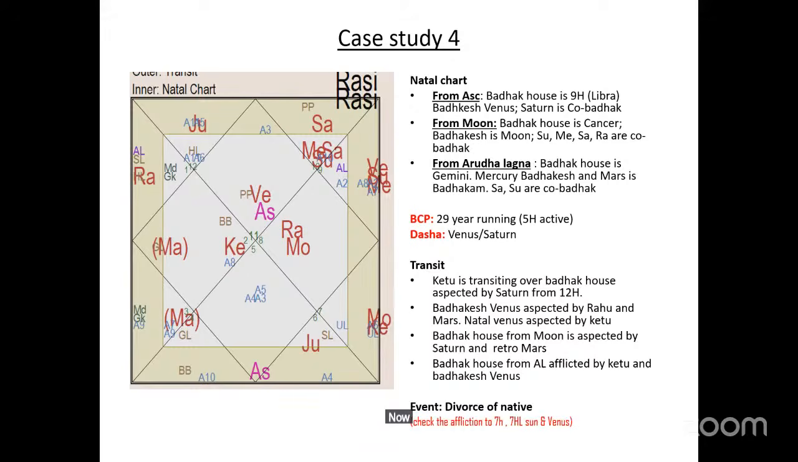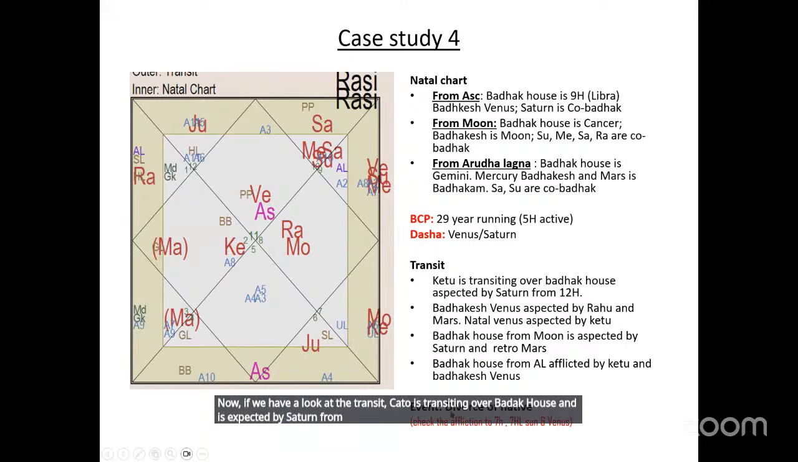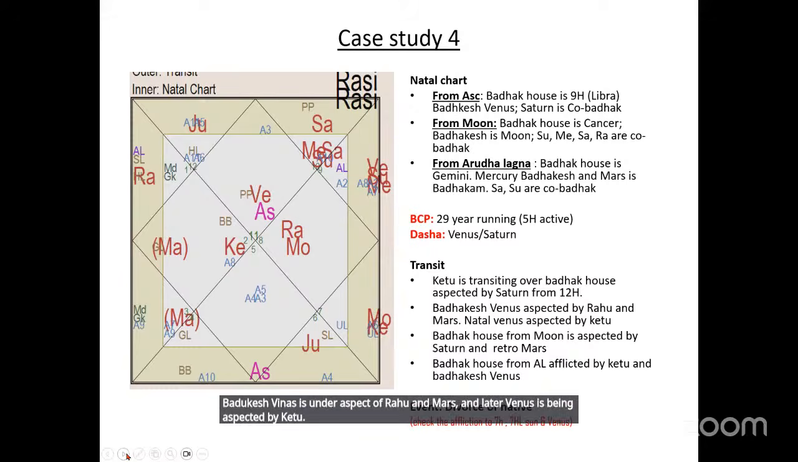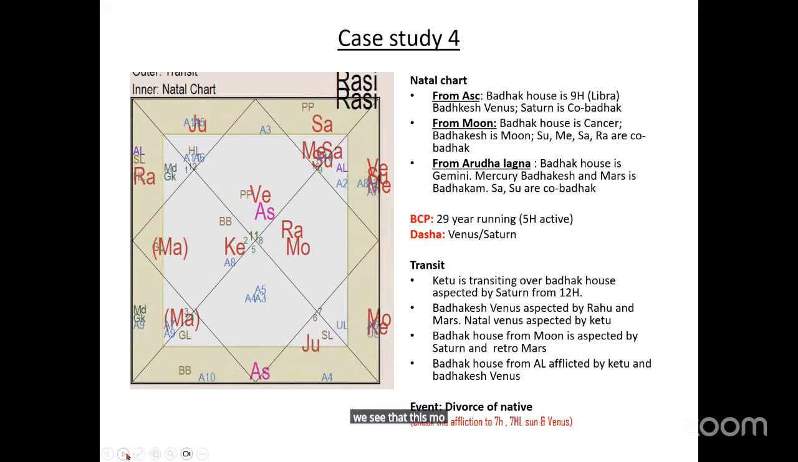Now, if we have a look at the transits, Ketu is transiting over Badhak house and is aspected by Saturn from 12th house. Also, this Badhak house is 12th from the natal Moon. Badhakesh Venus is under aspect of Rahu and Mars, and natal Venus is being aspected by Ketu, which is also afflicting the Moon. We see that this Moon is the lord of 6th house of disputes.